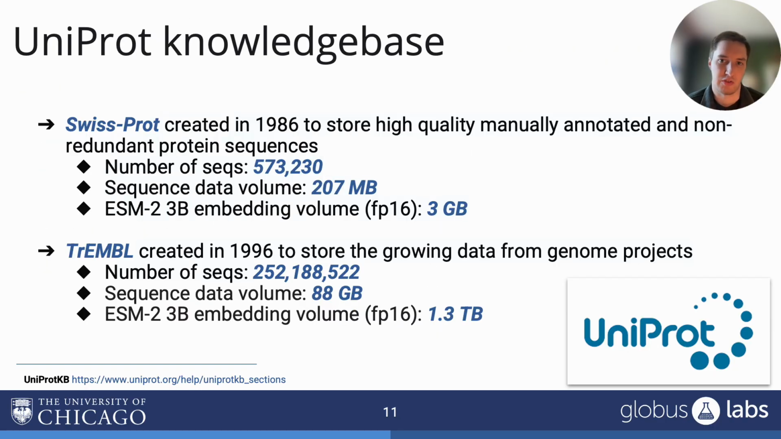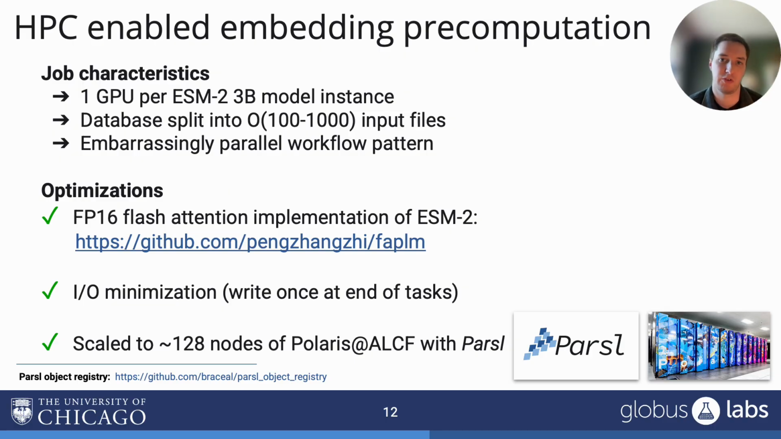Now that we've seen the accuracy of the approach, I'll walk through our approach to scalable search. For this, our target search database is the UniProtKB knowledge base, which contains roughly 252 million protein sequences from across life, which result in about 1.3 terabytes of embeddings. The first phase is precomputing embeddings. For this, we make use of Parsl to distribute our workload over roughly 128 nodes of the Polaris supercomputer at ALCF. In general, this embedding computation is very similar across many foundation models from different domains.